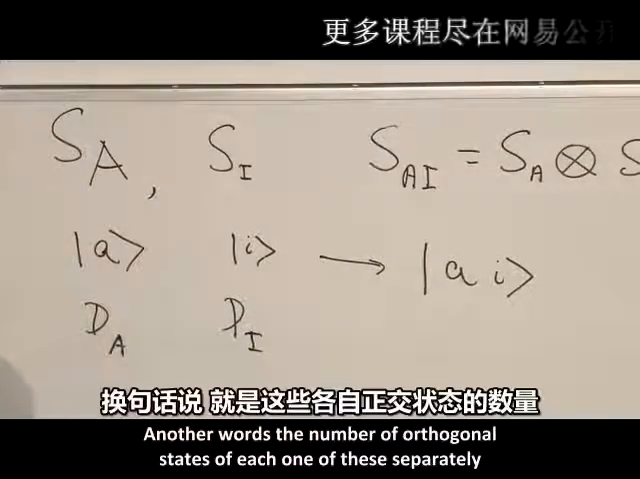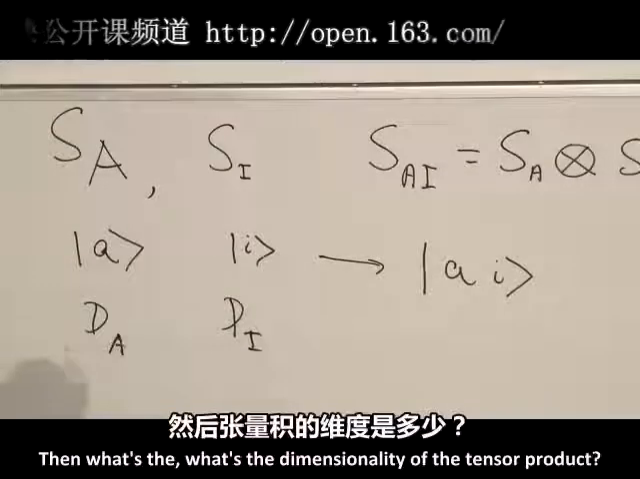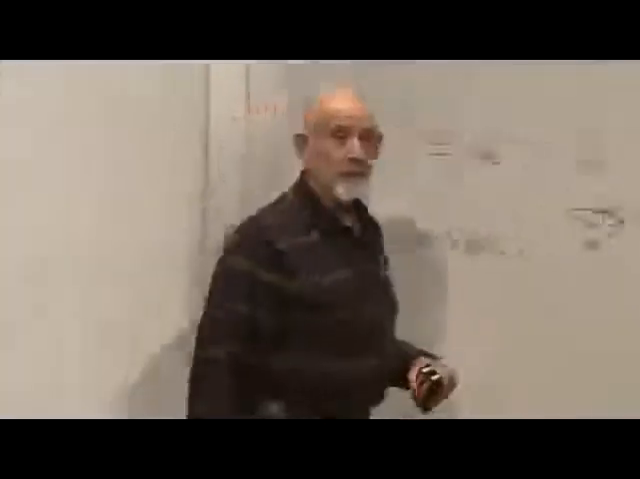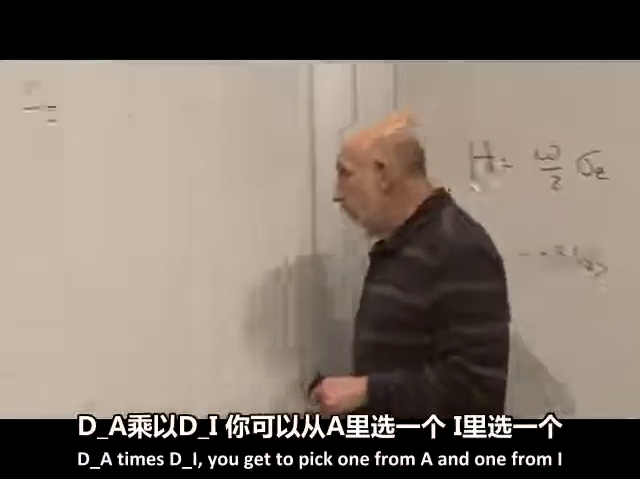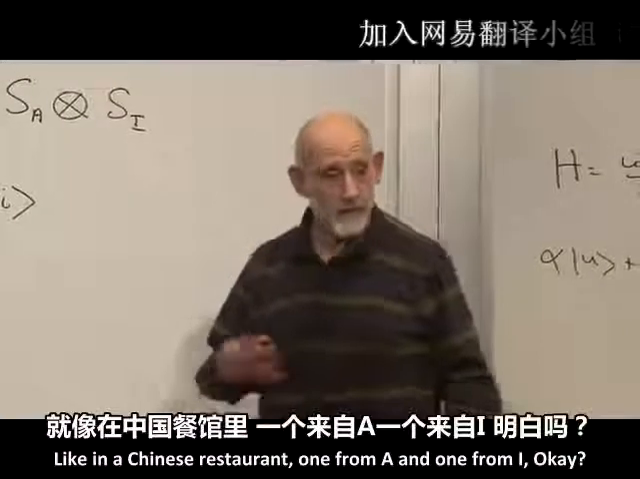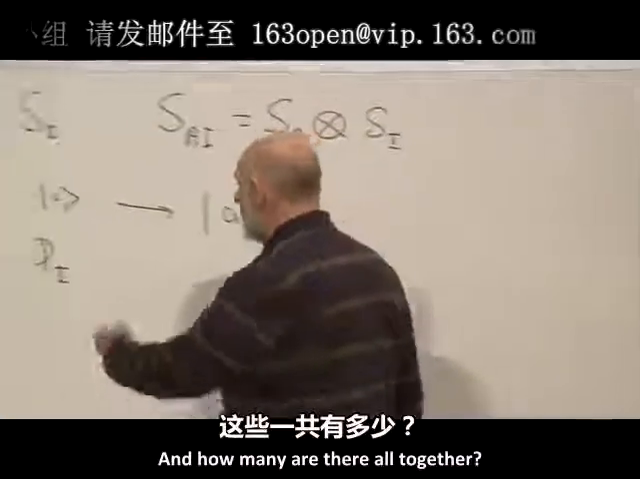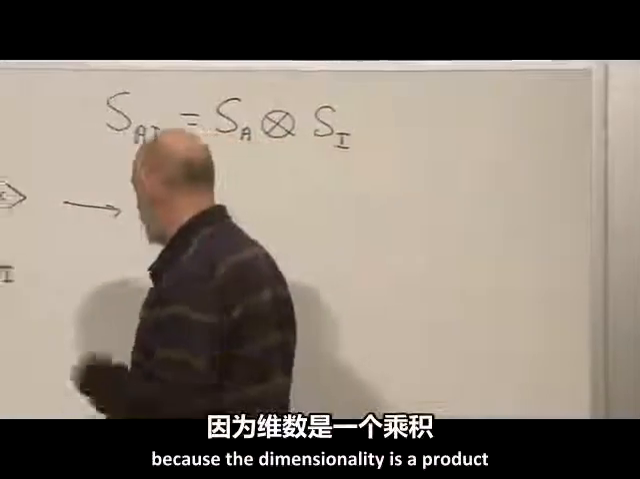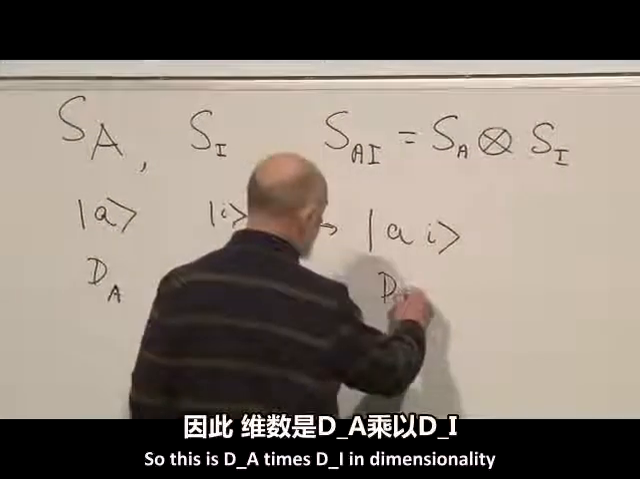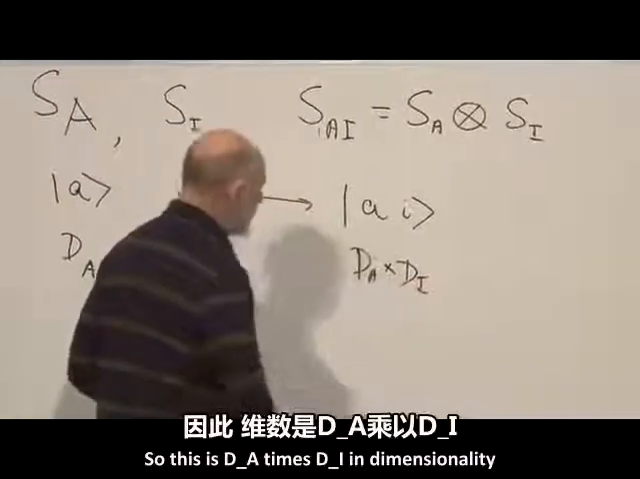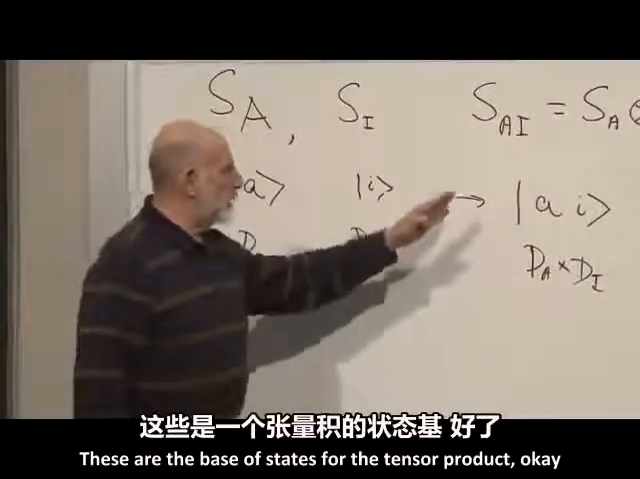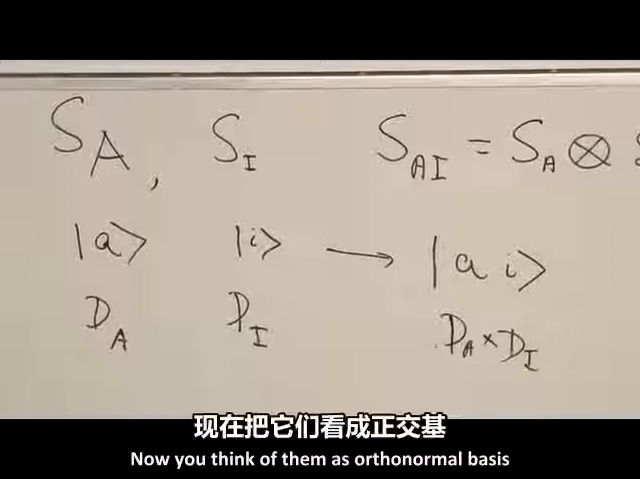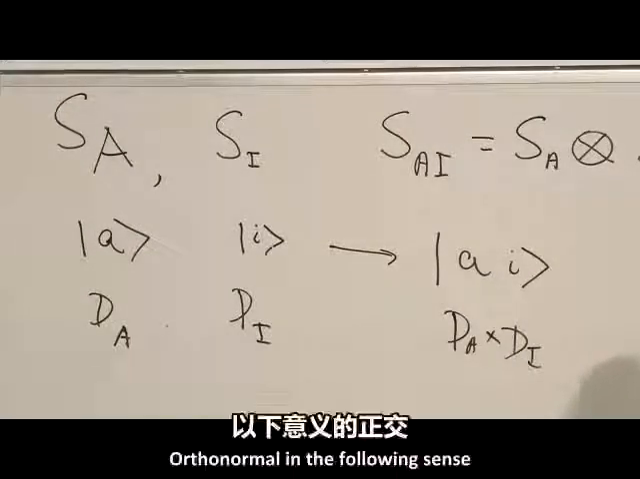In other words, the number of orthogonal states of each one of these separately. Then what's the dimensionality of the tensor product? dA times dI. You get to pick one from A and one from I, like in the Chinese restaurant. One from A and one from I. Okay? And how many are there altogether? dA times dI. That's why it's called a product, because the dimensionality is a product. So this is dA times dI in dimensionality. These are the basis states for the tensor product. Okay? They're labeled with two indices. Now, you think of them as an orthonormal basis.